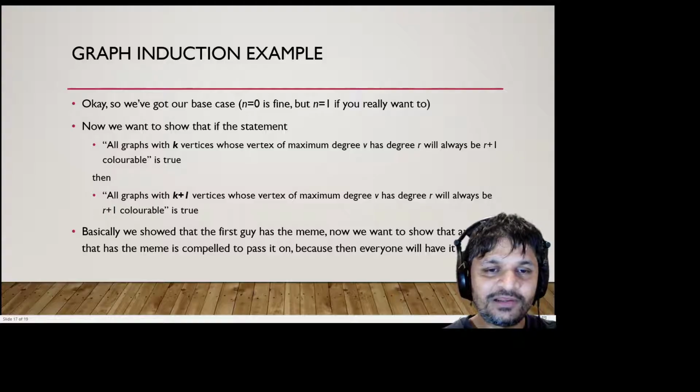Similar to how, in the base case, it was like showing that the first guy has the meme, this other part of proving that if it's true for k, it's true for k plus 1 is similar to saying that anyone who has the meme is compelled to pass it on. Because then it'll eventually mean that all infinite people will have it.